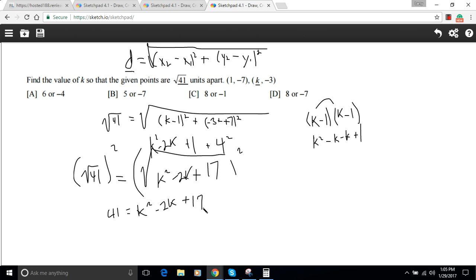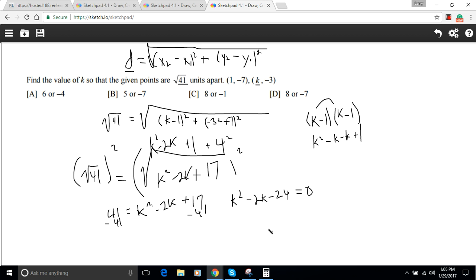Now, this is a quadratic equation. It's got this k squared term. It may have been a while since you solved one of these, but what we typically like to do is set the thing equal to 0 so that we can factor it. So I'm going to subtract 41 from both sides. And what does that make? A negative 24, I think. So we'll get k squared minus 2k minus 24. And that all equals 0.